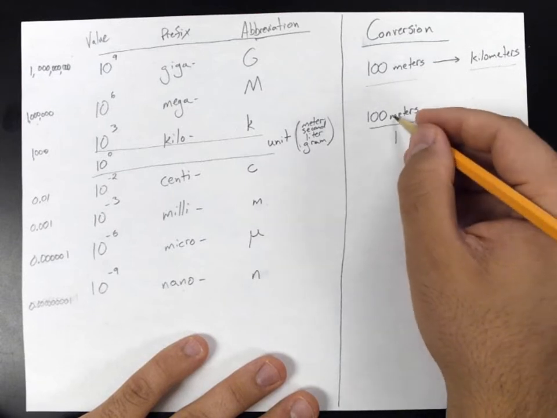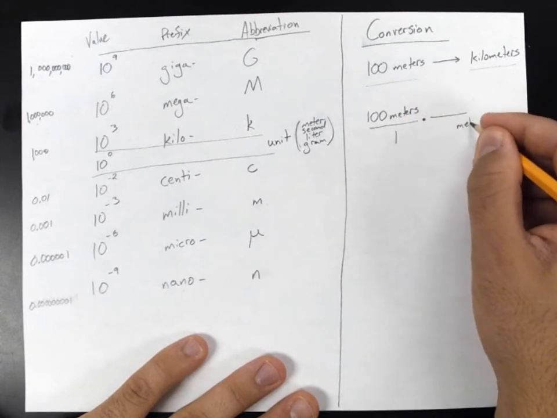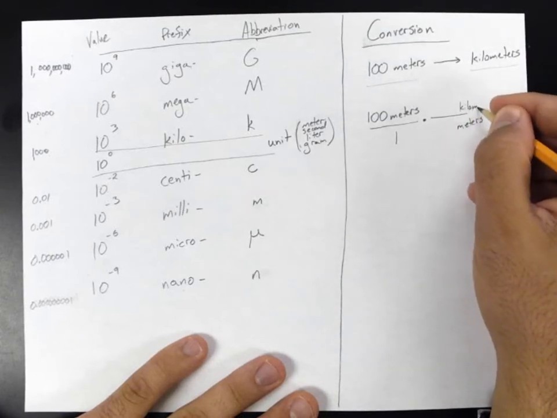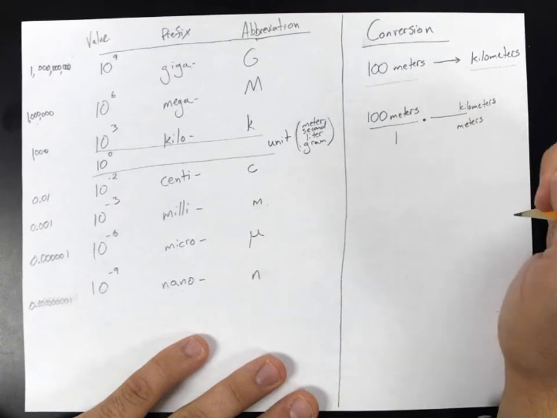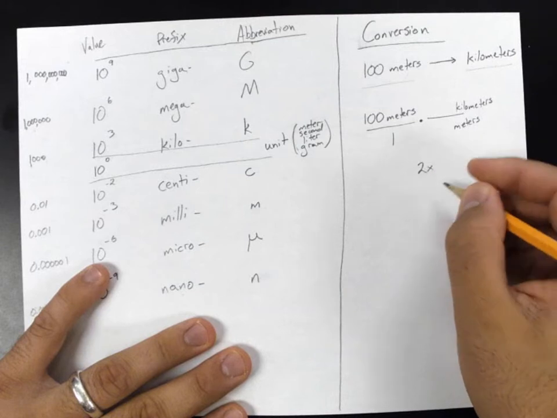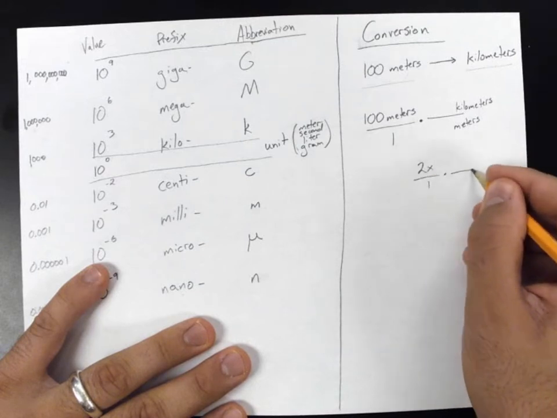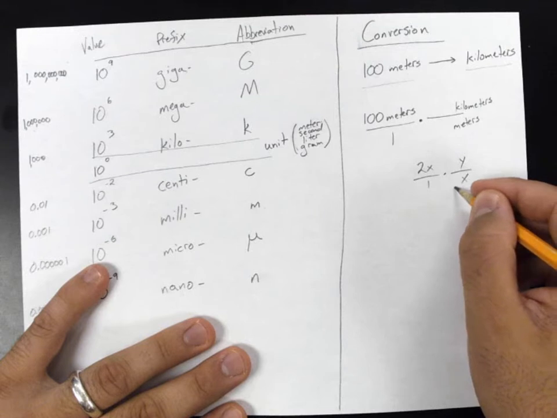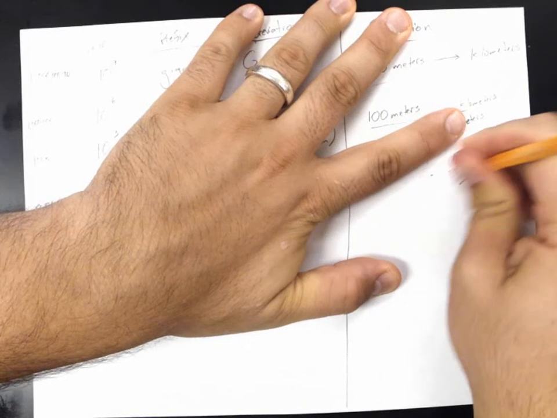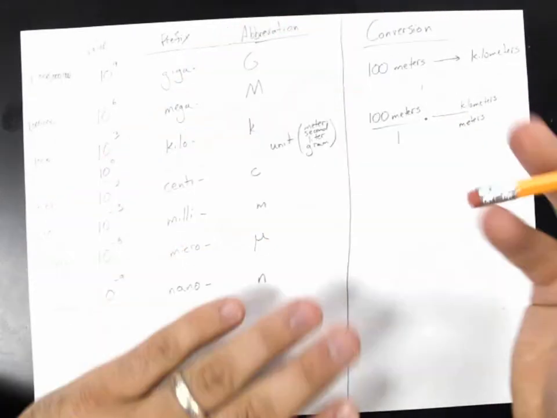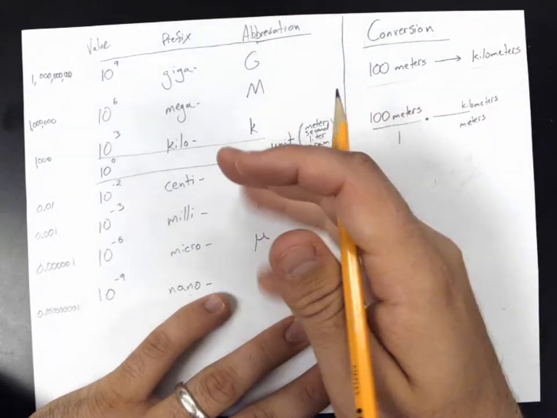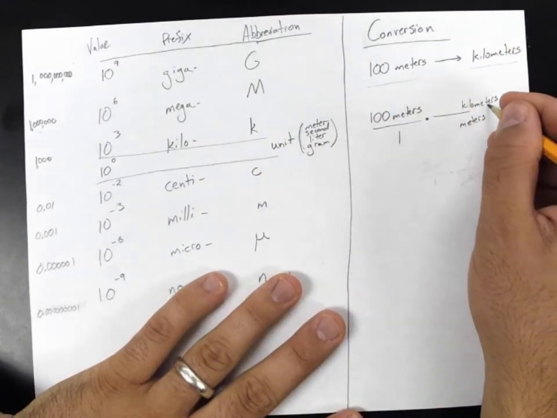So we need to put meters on the bottom of this conversion, and kilometers on the top, because that's what we want in the end. If you remember back in the day with mathematics, if you had something like 2x, and then y over x, these x's cancel out, right? That is the same case for these meters. Because there is a meter on the top and a meter on the bottom, these will cancel out once we do our mathematics. So now we have to remember how many meters are in a kilometer.